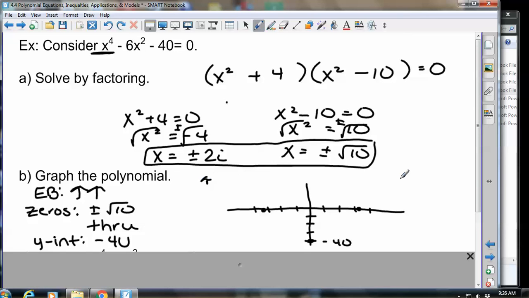Both ends are pointing up. We're going to hit those zeros and go through. So we're going to hit this, go through, down hit our negative 40, this and go through. So our graph looks something like that. The i's didn't impact your graph because we aren't graphing the imaginaries here.